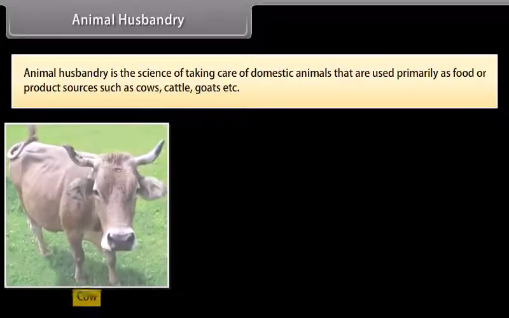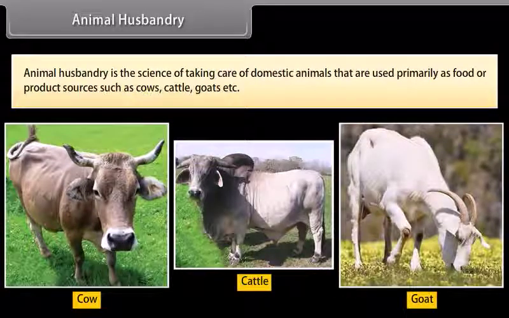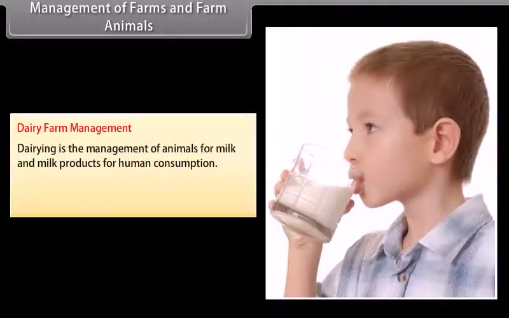Animal husbandry. Animal husbandry is the science of taking care of domestic animals that are used primarily as food or product sources, such as cows, cattle, goats, etc. Management of farms and farm animals. Dairy farm management. Dairying is the management of animals for milk and milk products for human consumption.